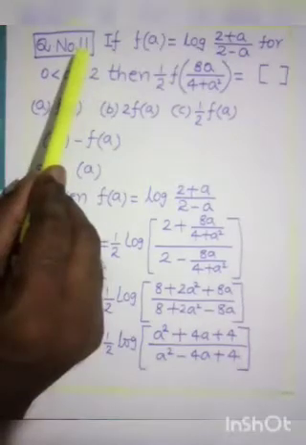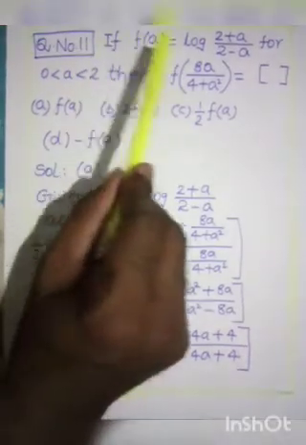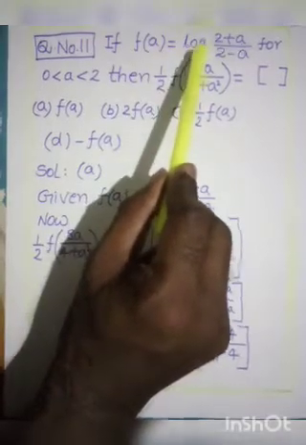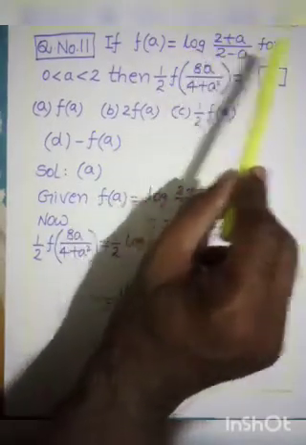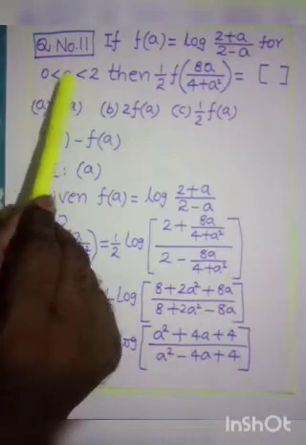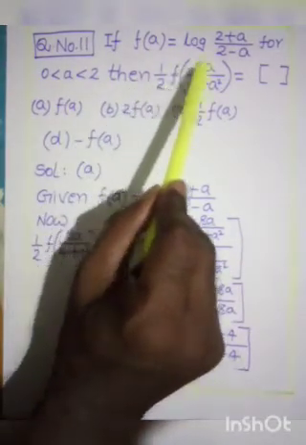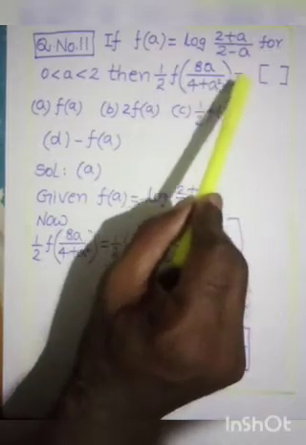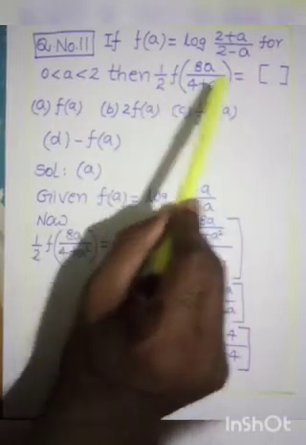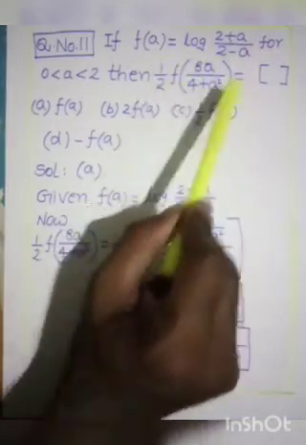Now come to the question number 11. If f of a is equal to log of (2 plus a) by (2 minus a) for 0 less than a less than 2, then 1 by 2 f of 8a by (4 plus a square) is equal to. We have to find the value of this function.